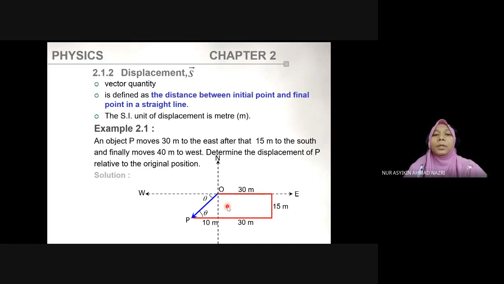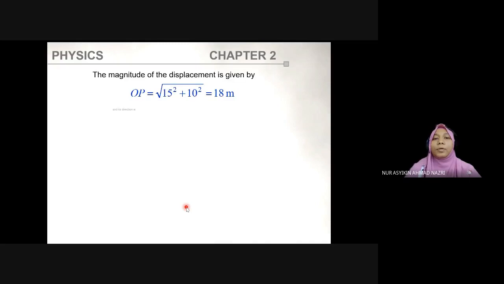So, dia kata object P move 30 meter to the east. So from here, from this point to this point, and then 15 meter to the south. So specific macam ni, and then displacement is adalah from starting to end point. Ataupun the shortest path yang kita boleh sampai dari awal pada akhir dia. So that is how we explain the displacement. Okay, contoh yang ni, nampak tak dia bergerak tu? Okay, that one distance, tapi displacement adalah dari point O sampai point P.